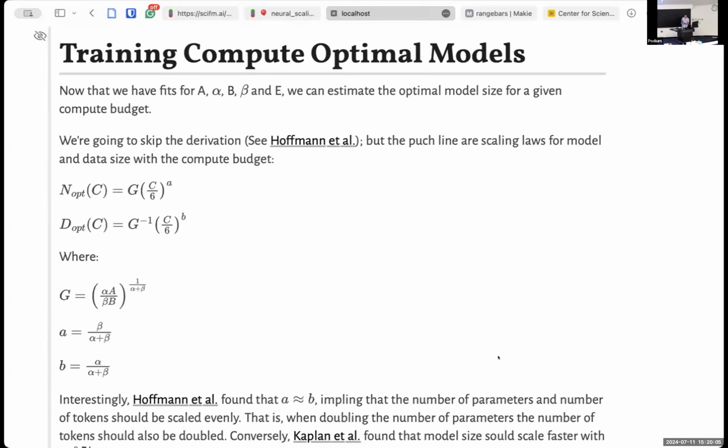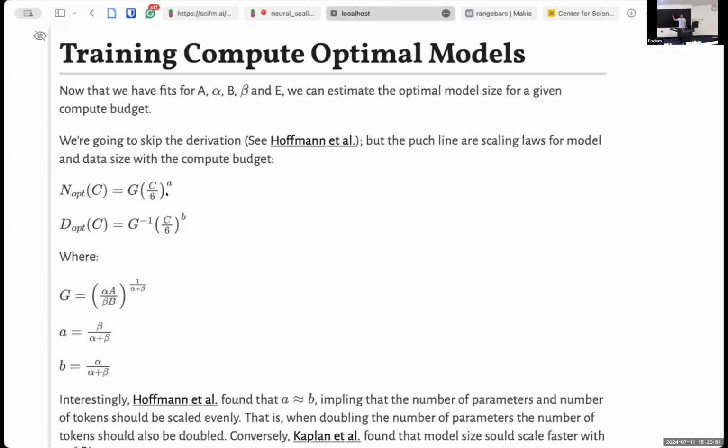Okay, so now that we have our fits, we can estimate the optimal model size for a given compute budget. There is a fun little derivation in the appendix of Hoffmann for this, but the high-level idea is that you take that scaling law, substitute in the compute value, so say C is equal to 6ND, and solve for when the derivative of L with respect to N is equal to 0. You get these nice little equations for what your optimal model size and your optimal data set size should be. The key thing is that they scale with some prefactor G and some exponent a.